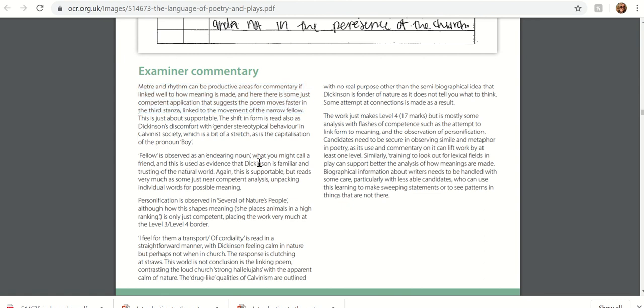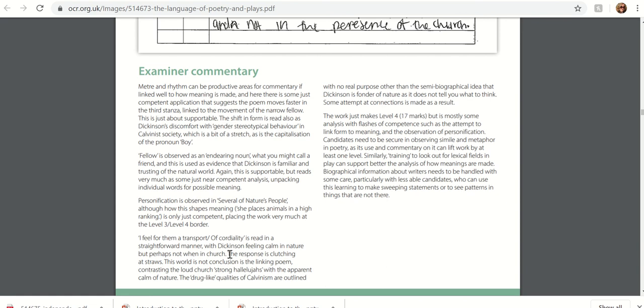Fellow is observed as an endearing noun, what you might call a friend, and this is used as evidence that Dickinson is familiar and trusting of the natural world. Again, this is supportable, but reads very much as some just near competent analysis, unpacking individual words for possible meaning. Personification is observed in several of nature's people, although how this shapes meaning is only just competent. I feel for them a transport of cordiality is read in a straightforward manner, with Dickinson feeling calm in nature, but perhaps not when in church.